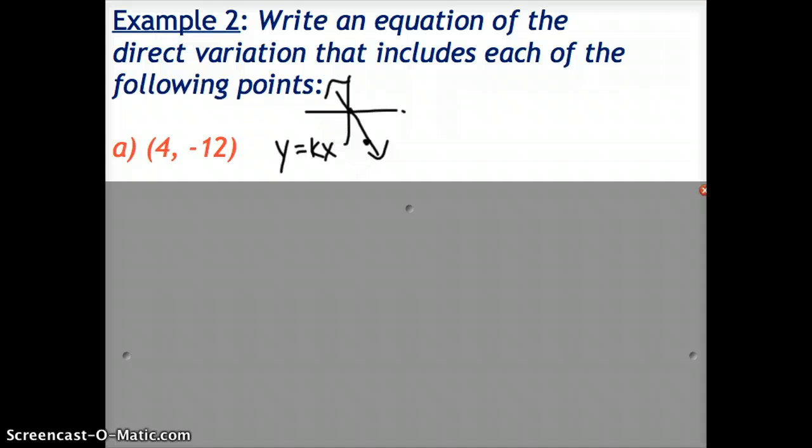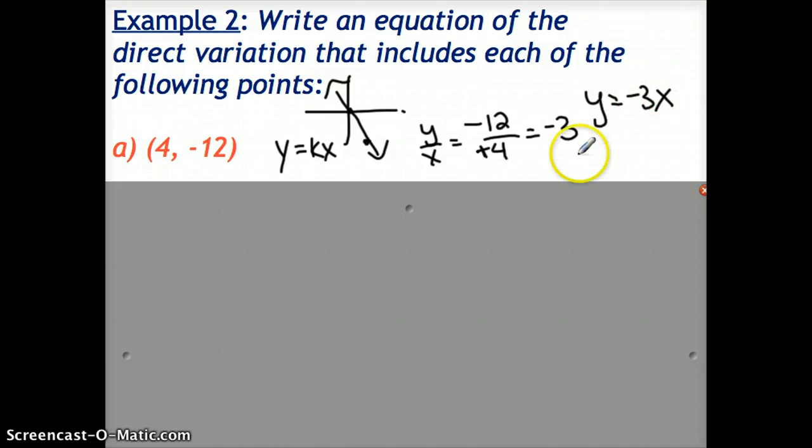I hope you guys remember, from elementary school, the opposite or the inverse operation of multiplying is dividing. So if I figure out what negative 12 divided by 4 is, what y over x is, oops, it's negative 12 divided by positive 4, that's going to equal negative 3. That should tell me that y equals negative 3 times x. And in this case, does negative 12 equal negative 3 times 4? Why, yes, indeed it does. So this is my equation.